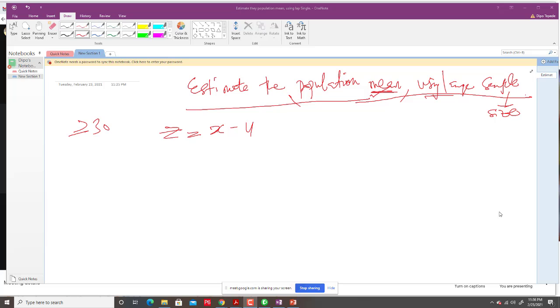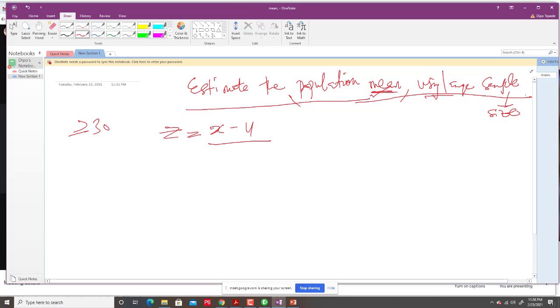What do we mean by that? Okay? We want to estimate the population mean using a large sample size. So we said, and you said it yourself, when you have a sample size that is greater than 30, the sampling distribution of the mean will be approximately normal. So our standard normal Z will always be like this. Okay? This is the calculation for our standard normal Z, isn't it?